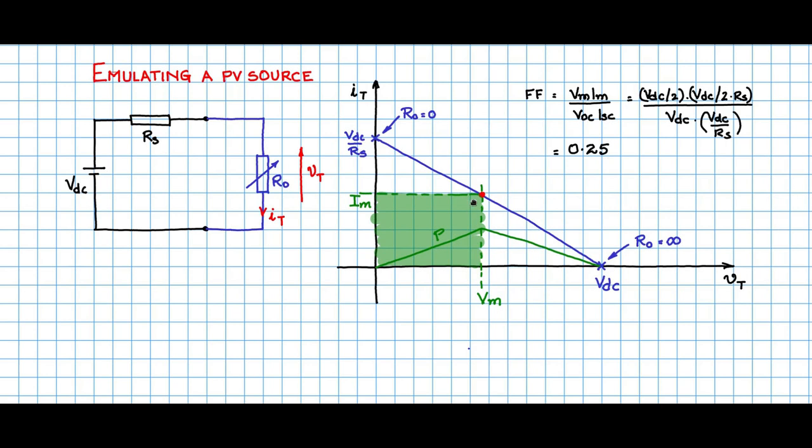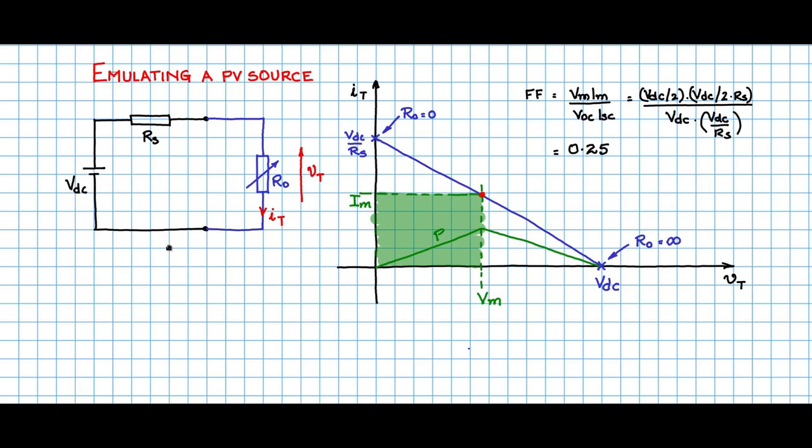It is a very bad fill factor. Fill factors of a PV panel should be of the order of 0.7 to 0.8 for a reasonably good PV panel. However, this PV source emulator is very simple and it will serve the purpose of doing experimentation at odd times, even at night, when you can get a steady PV source supply.